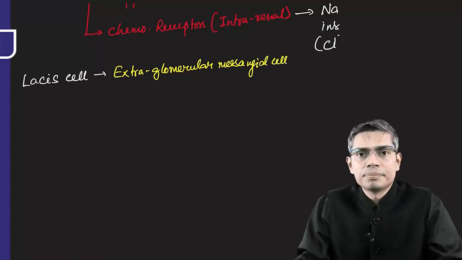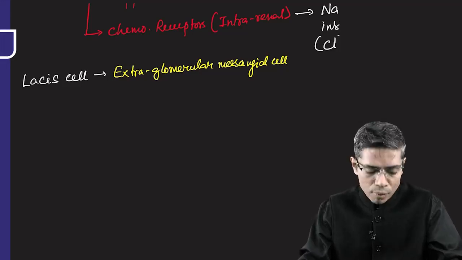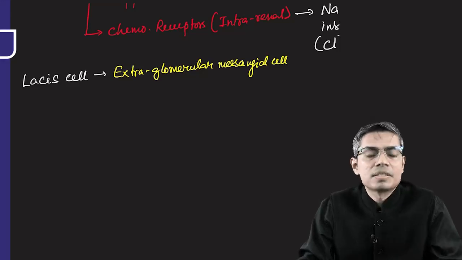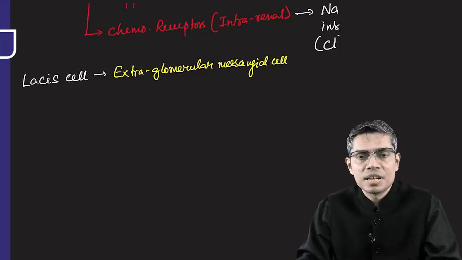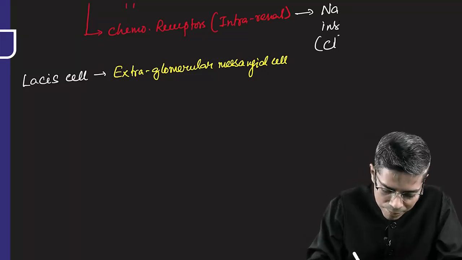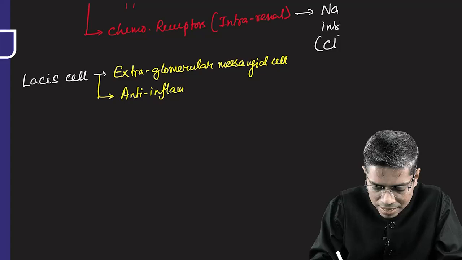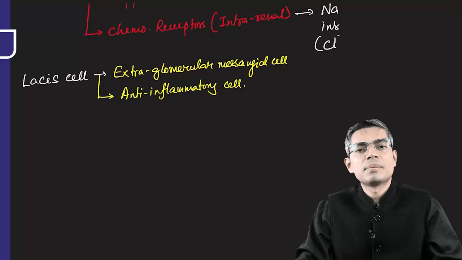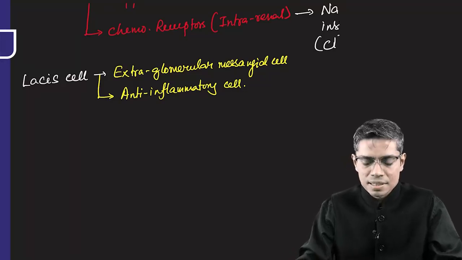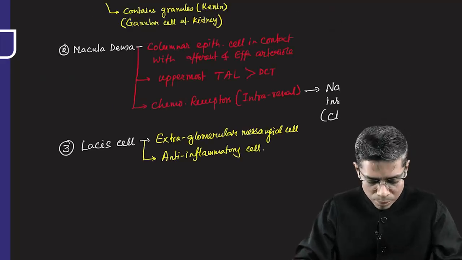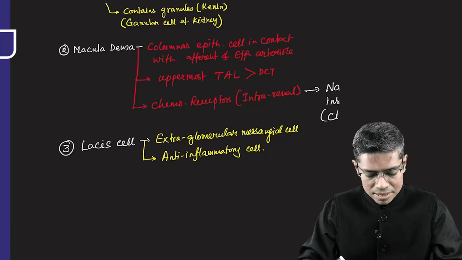So the obvious question is what is the function of this cell and why is it in the JG apparatus? Why is it the third component of the JG apparatus? You will understand that a little later. But for the time being, remember that the Lacis cell is an anti-inflammatory cell. The Lacis cells, which are nothing but the extraglomerular mesangial cells, are anti-inflammatory cells. So the third component of this JG apparatus is the Lacis cell.